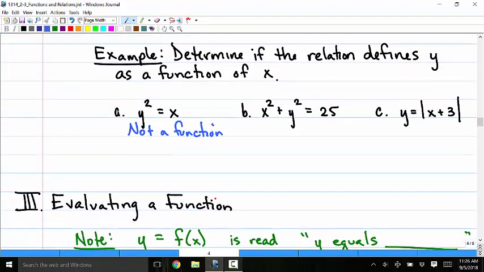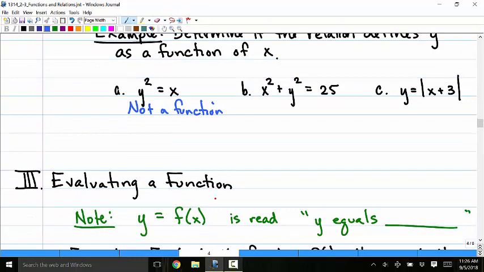For those of you who have done parabolas, this is actually a quadratic. It's a parabola that opens which way? To the right. Y squared equals x. So looking at it graphically, would that pass the vertical line test? So that's not a function.